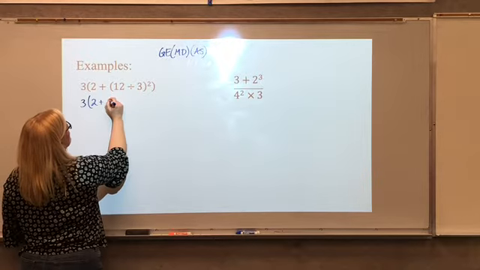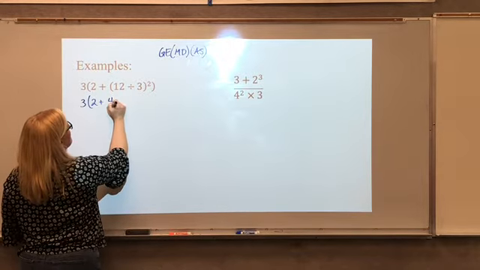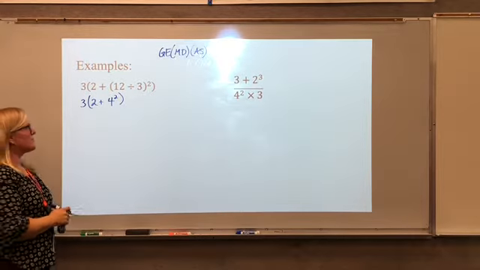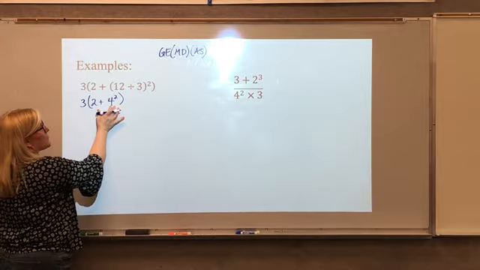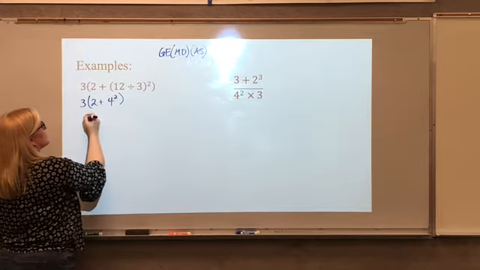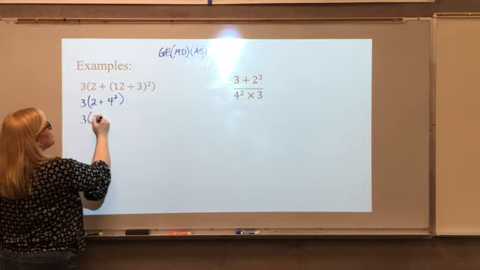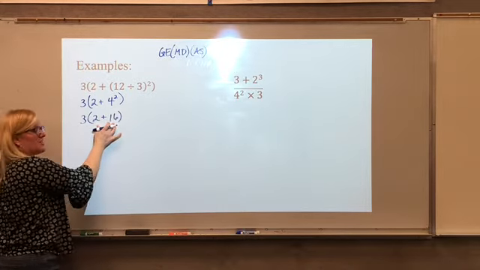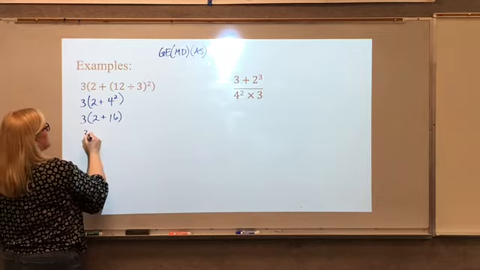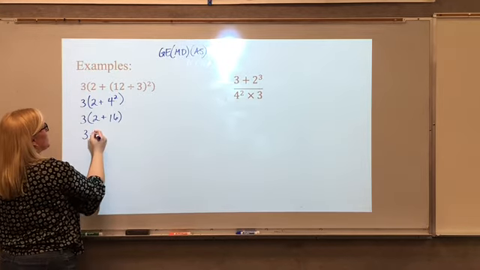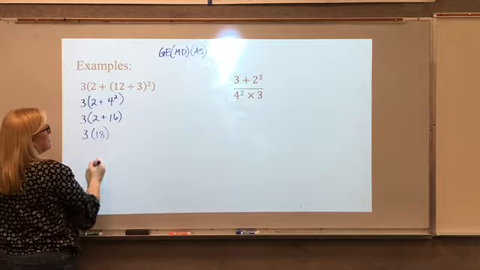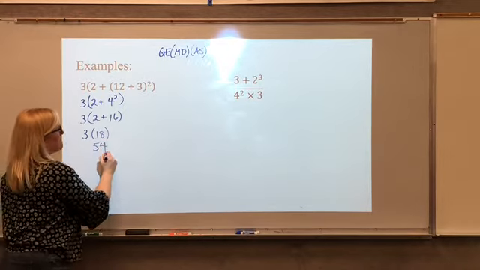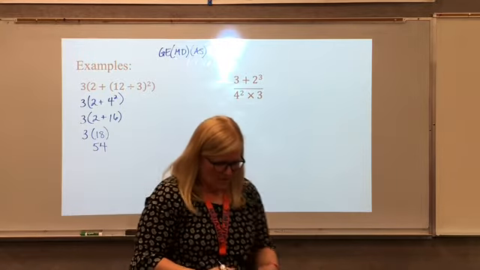So I've got this first thing. So this is going to be 4. 12 divided by 3 is 4, and that's going to be squared. Close that parenthesis. Okay, now I'm still going to do what's inside the parenthesis, and the exponent goes first. So I have 3 times 2 plus 16. Still need to do what's inside the parentheses. So I've got 3 times 18, which gives me 54. Okay, so that's how we do that one.